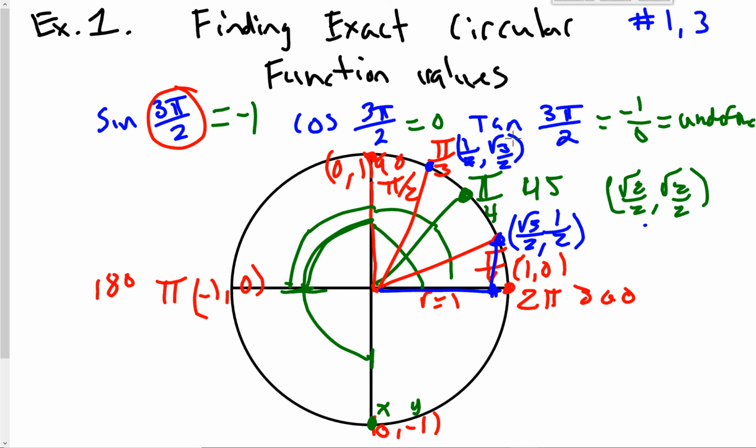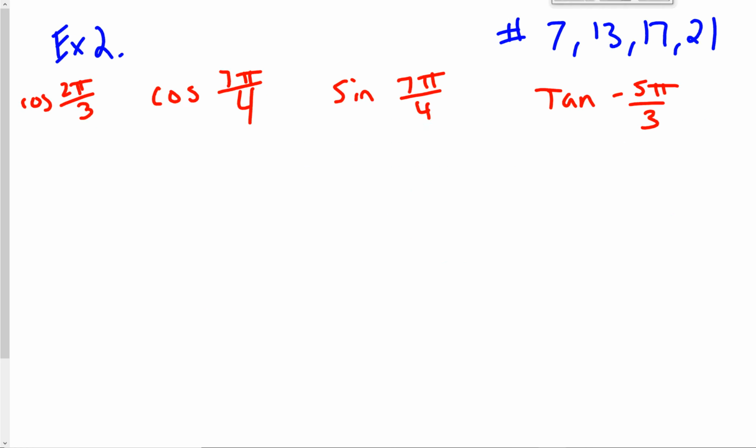As long as I can remember those: 0 at 0 degrees, 30 degrees which is pi sixth, 45 which is pi fourths, 60 which is pi thirds, and 90 which is pi halves, then I can use the reference angles for all the rest of them. So here are problems like what you're supposed to do in class.